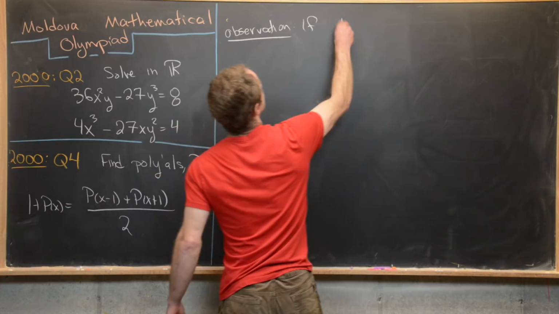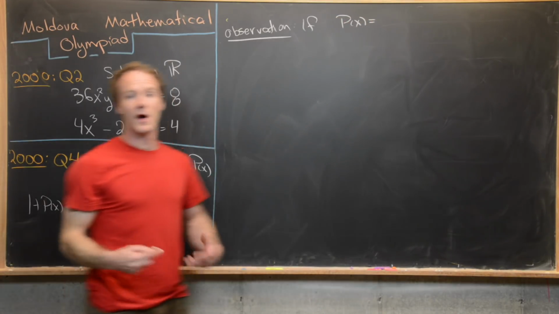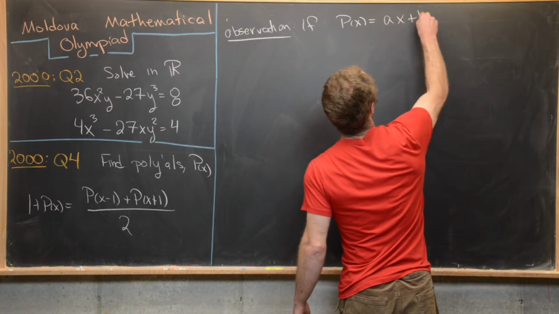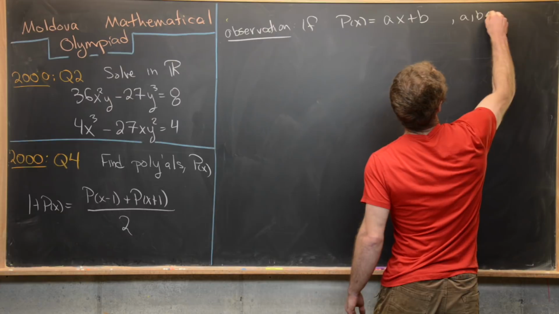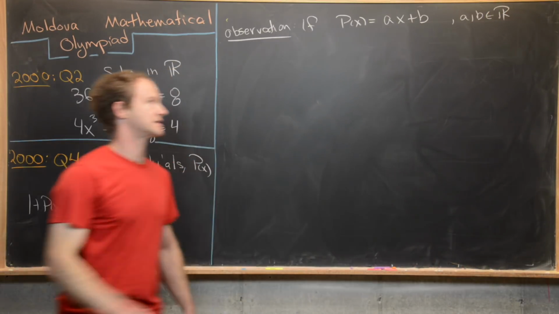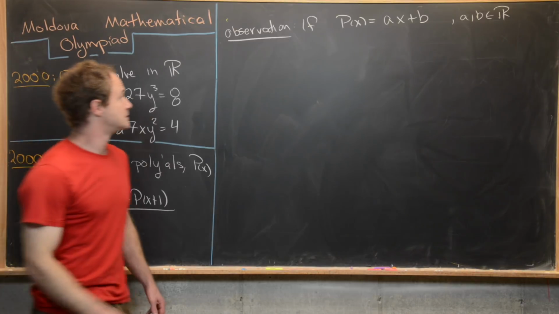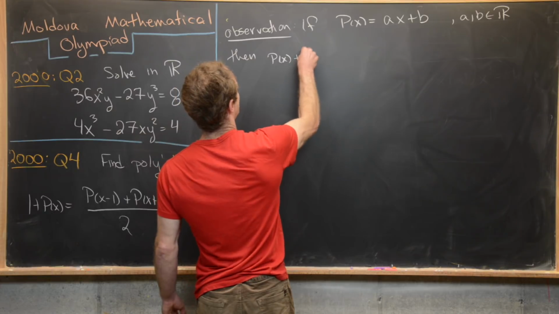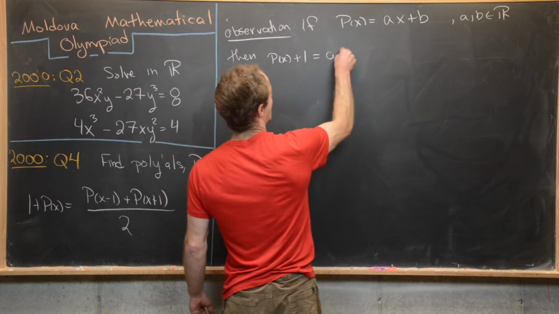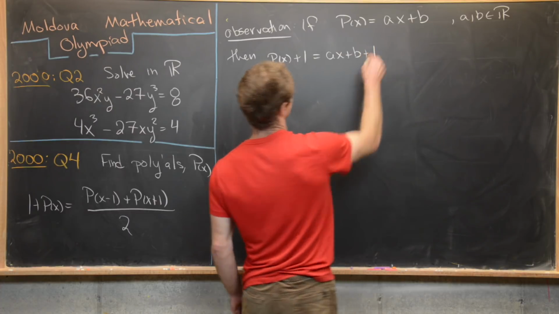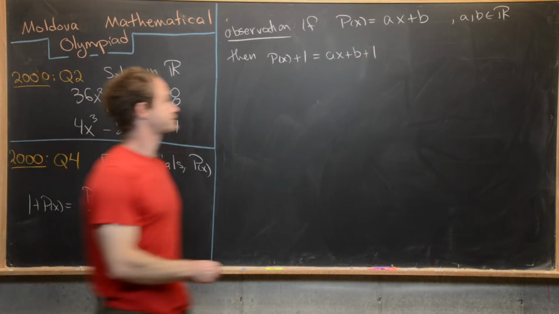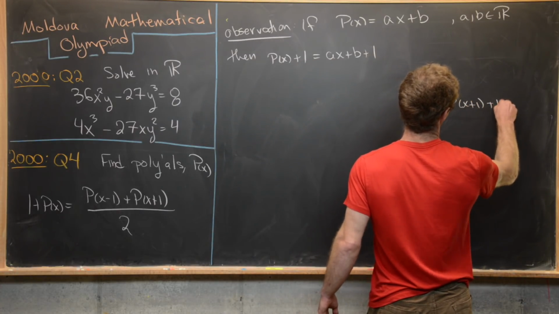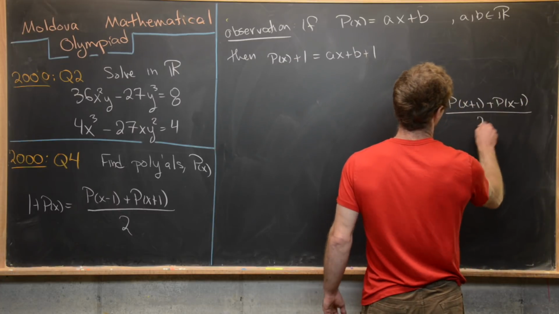So if p of x is a linear polynomial or a constant polynomial, in other words, it's of the form ax plus b, where a and b are any real numbers. So notice that could be a constant polynomial if a was equal to 0. Then you can easily check that 1 plus p of x is going to be equal to ax plus b plus 1. Wow, I mean, that's straightforward. And then p of x plus 1 plus p of x minus 1 over 2.